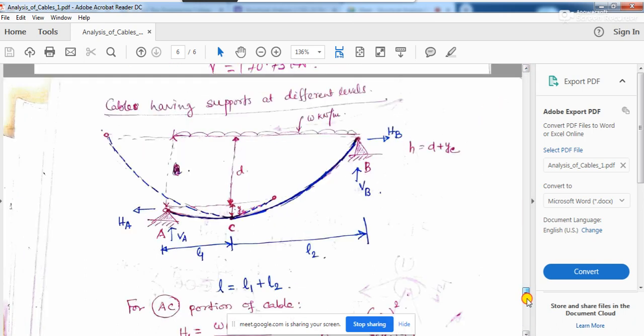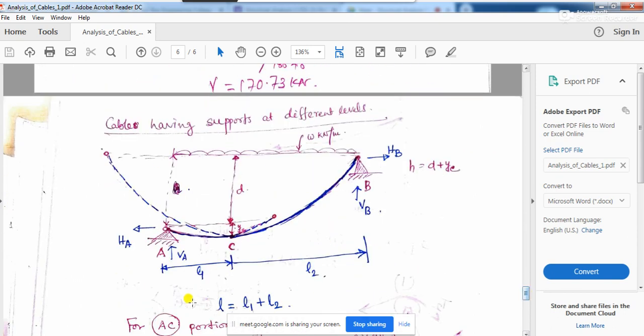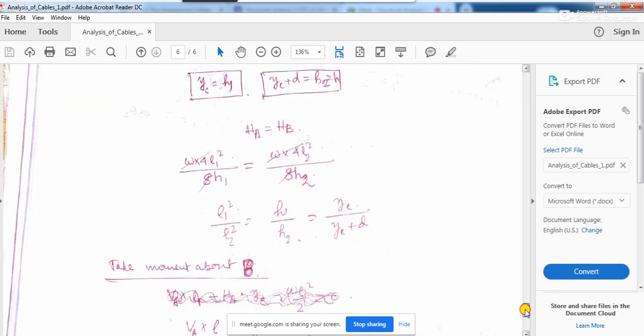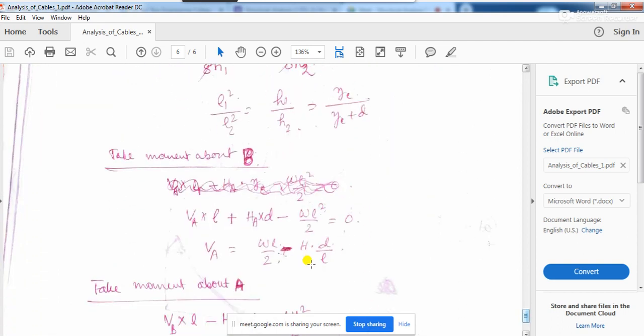Why? Va into L. Now you see Va. So take moment about B. If you take moment about B, what will this be? Va into L1 plus L2, which is nothing but L. And then HA. This HA is going to create moment about this point. So HA into how much? D plus YC, right? So HA into D plus YC. So you see that's what is being written.